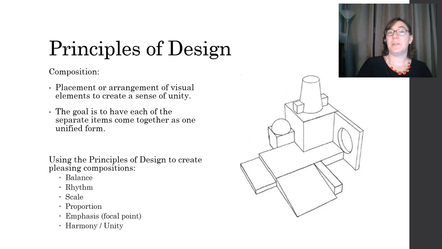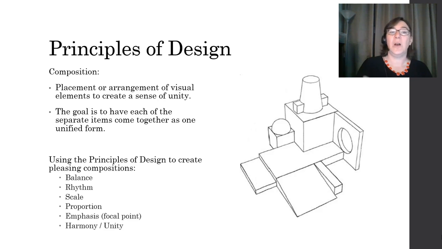So in a composition of any kind, whether it be fine art, photography, interior design, or architecture, a composition is a placement or arrangement of visual elements to create a sense of unity. And the goal of a composition is to have each of those separate items come together as one unified form.